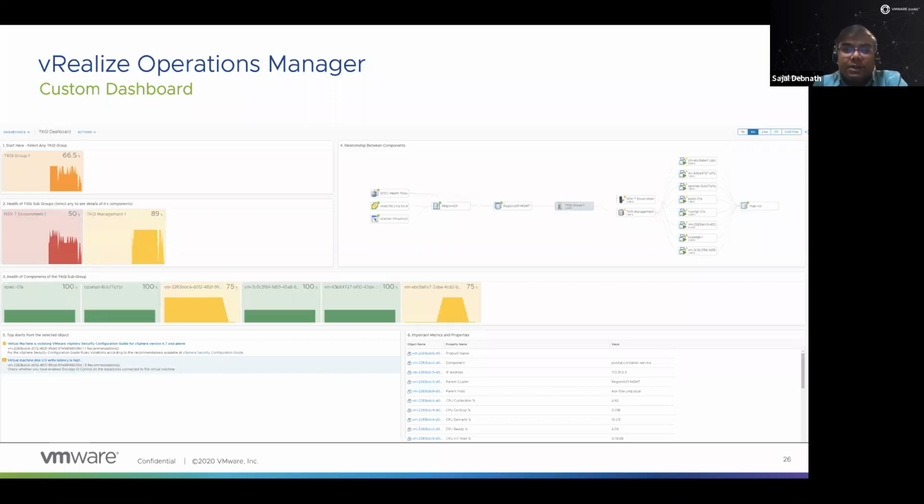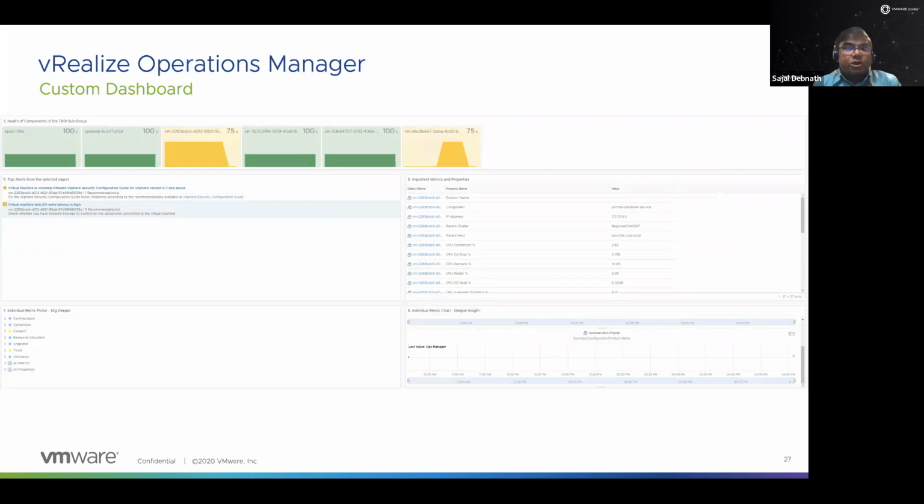It need not be that the issue is with the TKGI environment only. It can be a data store problem. It can be a network problem. By looking at the relationship, you'd be able to tell which layer has the problem, and then obviously you can click and dig down into that environment to find out exactly what the problem is. But getting this kind of custom dashboard will definitely help you monitor your environment.